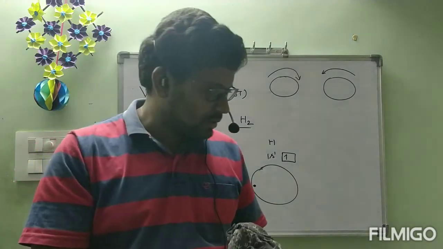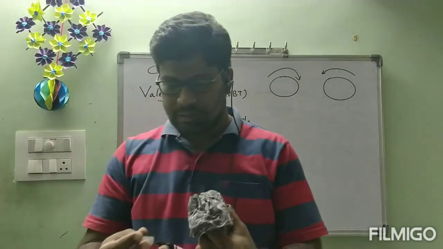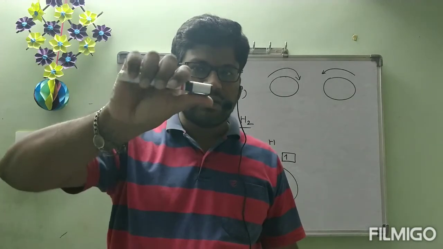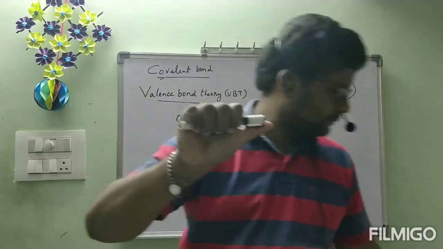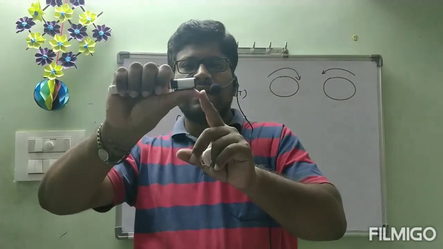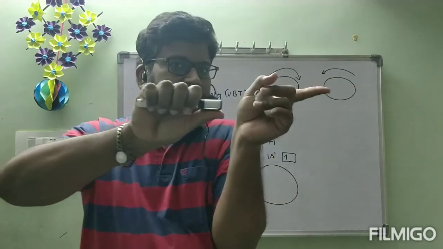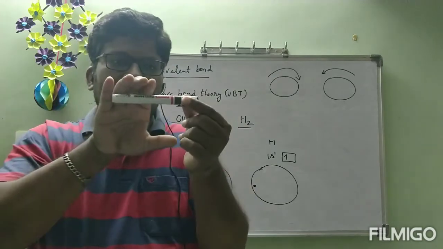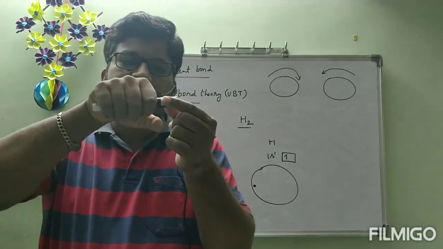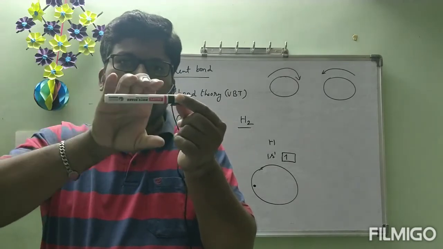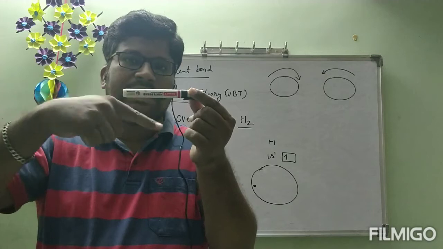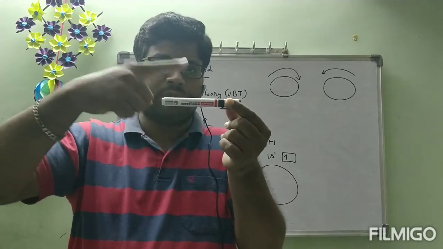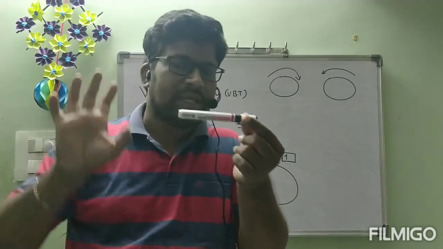Now imagine I hold one wire like this. This thumb direction is the direction of current in the wire. In whatever way I wrap the remaining fingers, that direction is the magnetic field. This is the direction.